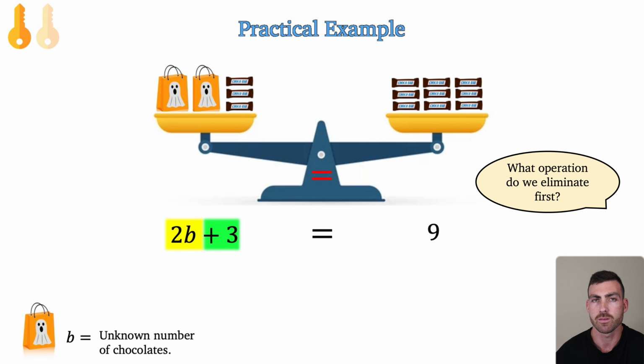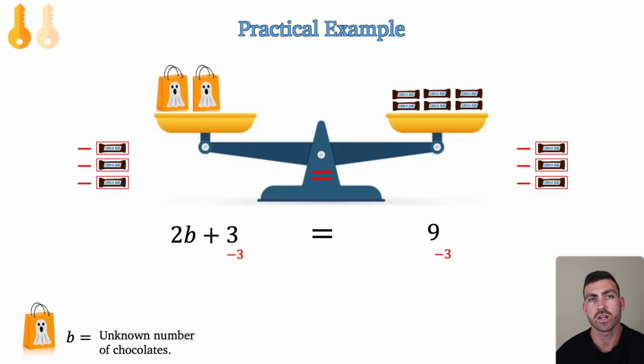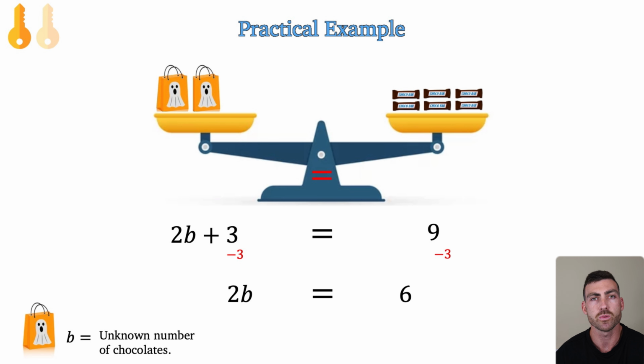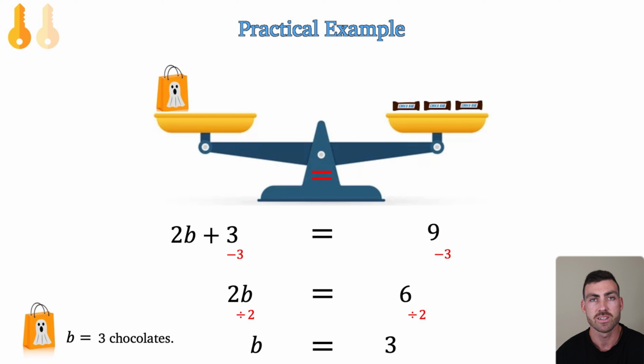Let's pause and think. If we subtract 3 chocolates from both sides first, that clears away the extra chocolates and leaves just the bags. That seems like a smart first step. So subtracting 3 from both sides, we have 2b equals 6. Now that's a one-step equation. To find what's inside one bag, we divide both sides by 2 and b equals 3. So each bag holds 3 chocolates.